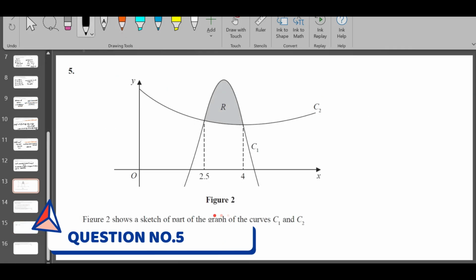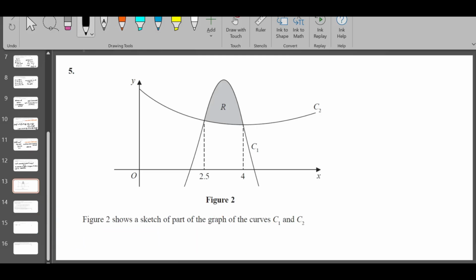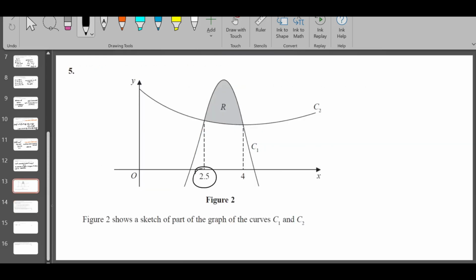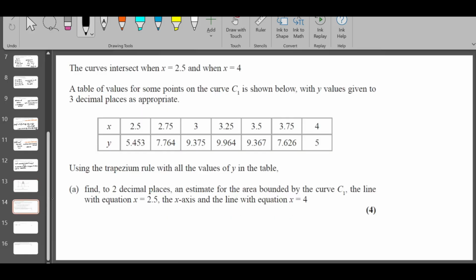Question number 5. We have a diagram with curves C1 and C2. Figure 2 shows a sketch of part of the curves C1 and C2. The curves intersect at x equal to 2.5 and 4. And then a table of values for some points on C1 is given.